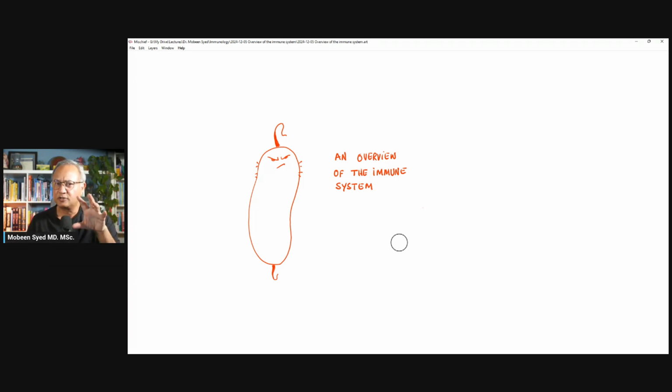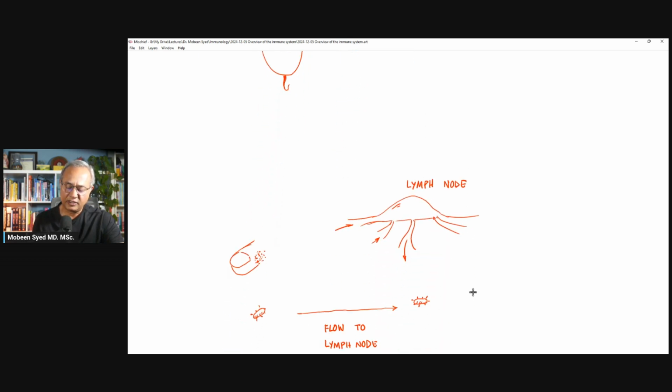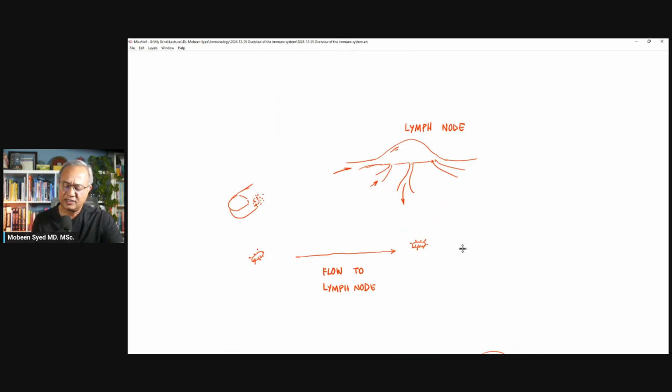So the first concept to keep in mind as we go through the overview of the immune system is that pathogens can be extracellular or intracellular. They both are handled differently. The second important concept is the following, that we have not touched on in our previous discussions.